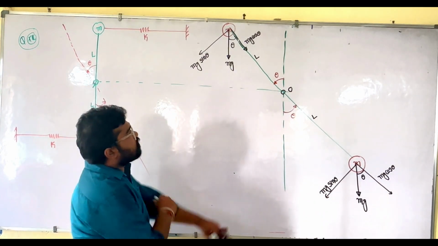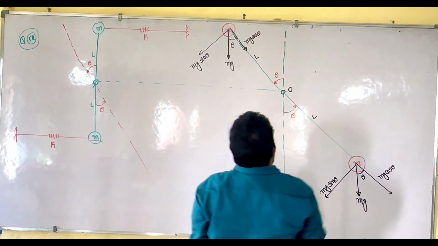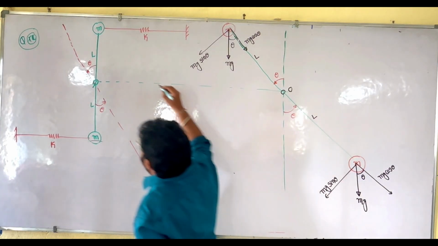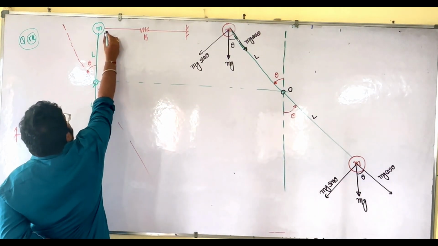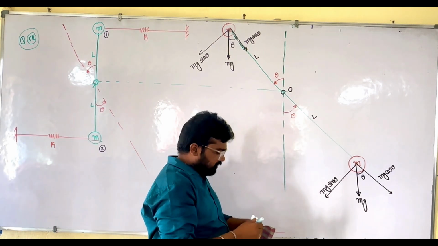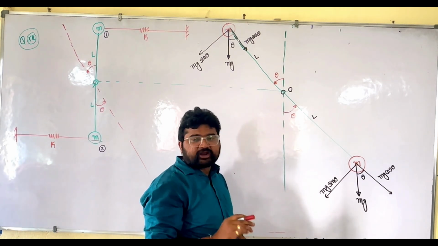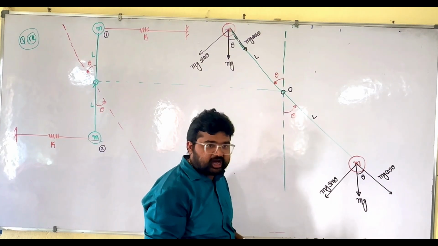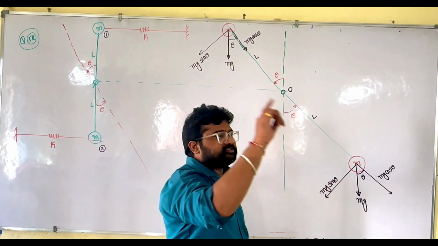Clear? So now coming to the inertia. This is mass 1. If you take mass 1 and mass 2, then what will you get, tell me? Inertia torque always acts opposite to the direction of the disturbance.